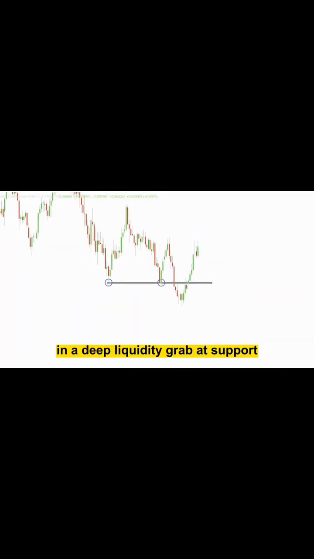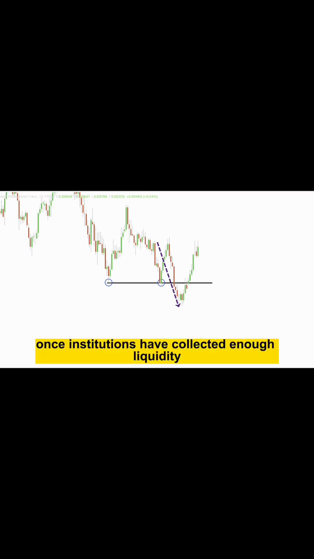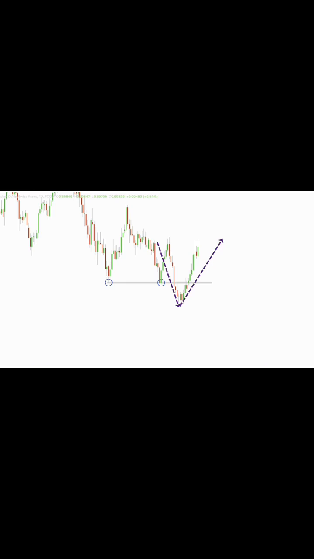In a deep liquidity grab at support, the market breaks below a key level and continues moving downward for several candles. Retail traders' stop losses are triggered, and breakout traders enter short positions, thinking the market will keep falling. Once institutions have collected enough liquidity, the price reverses and moves back above support.